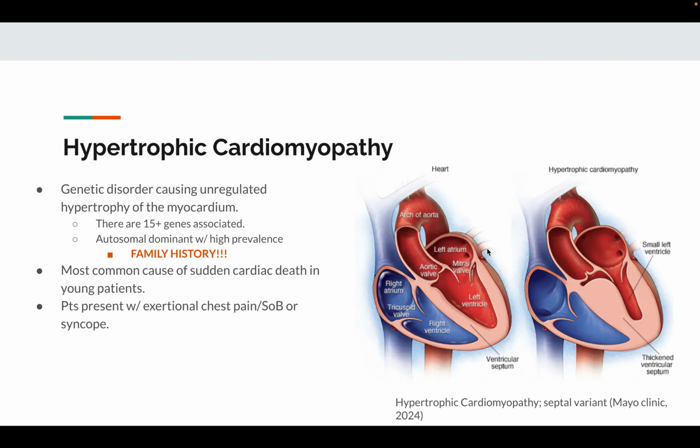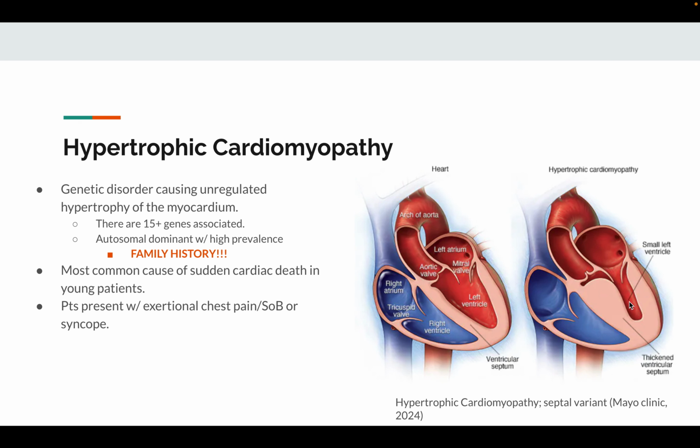Now, what about HOCM? HOCM is hypertrophic cardiomyopathy, and it's a genetic disorder which is usually autosomal dominant and has a high prevalence. So that means that family history is going to be your best friend in these patients. This is the most common cause of sudden cardiac death in young patients, and it usually comes when they're exerting themselves. They can present with chest pain, shortness of breath, syncope, or even, unfortunately, sudden cardiac death.